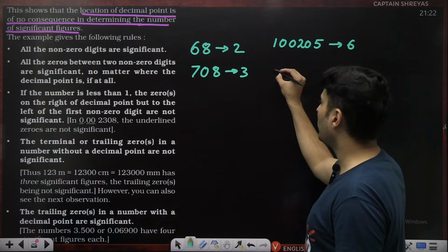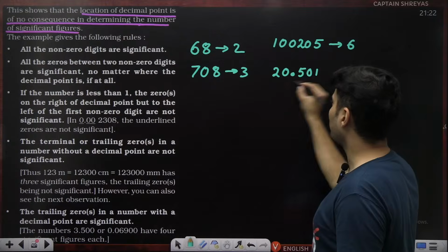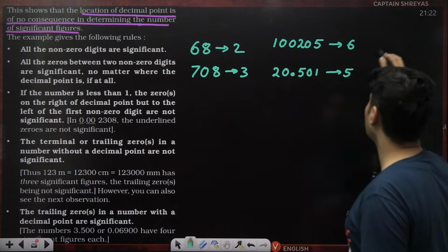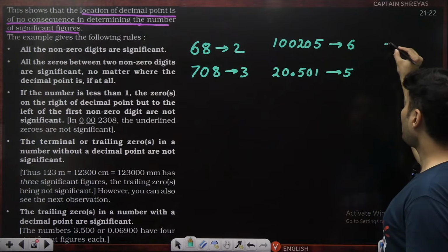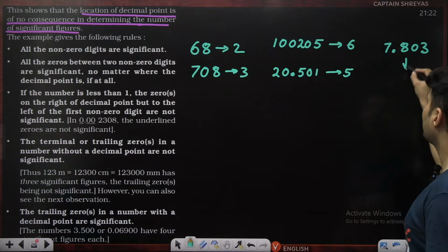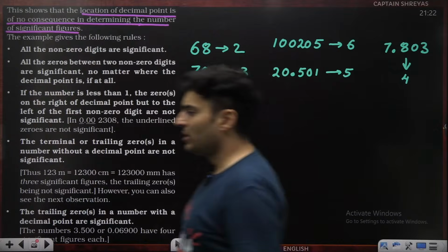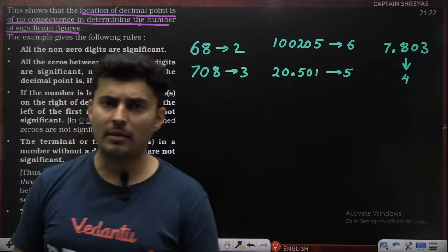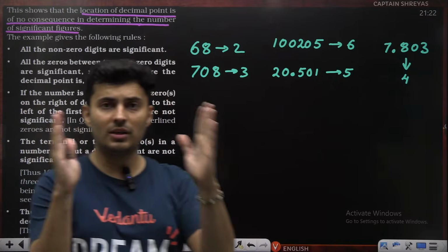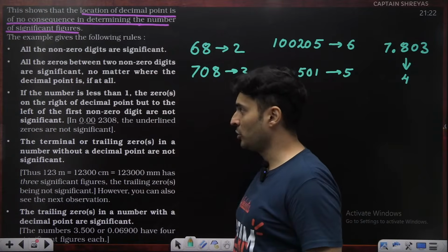Even if there is a decimal point, if it is like 20.501, 1, 2, 3, 4, 5, this has five significant figures. Even if it is like 7.803, this has 1, 2, 3, 4, four significant figures. So decimal places do not play an important role here, and zeros in between two non-zero digits are always to be counted as significant. That is the first two points.